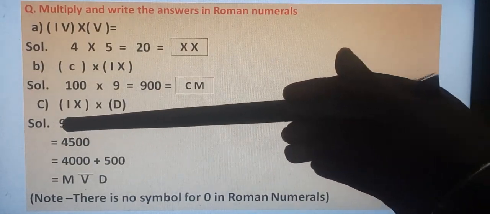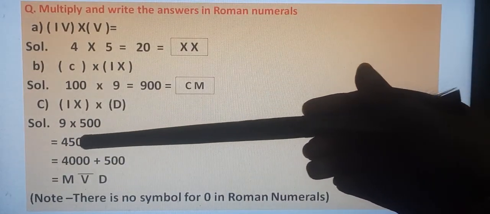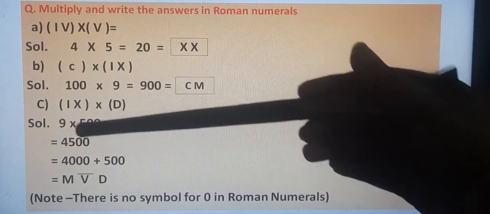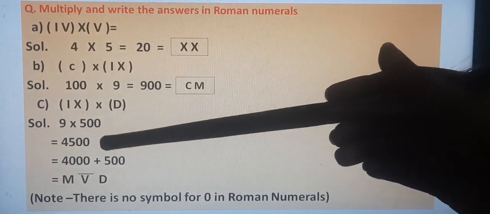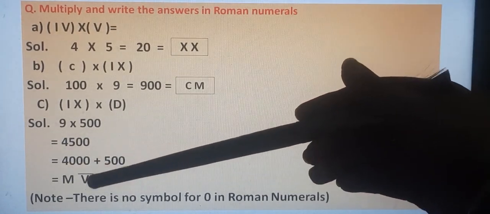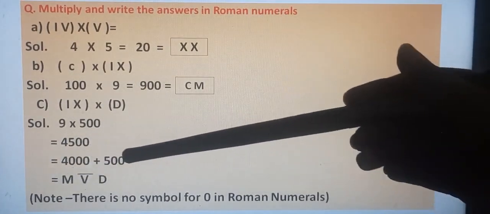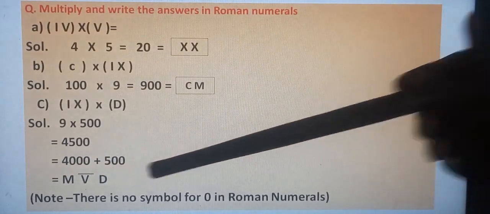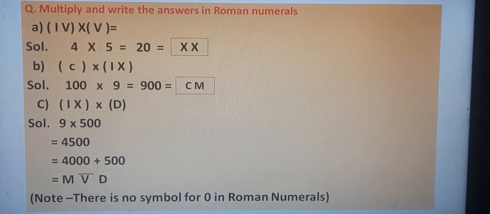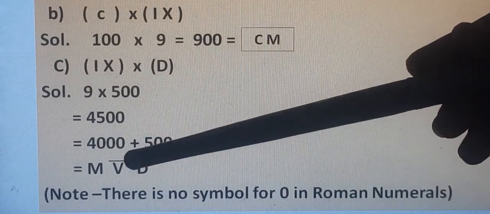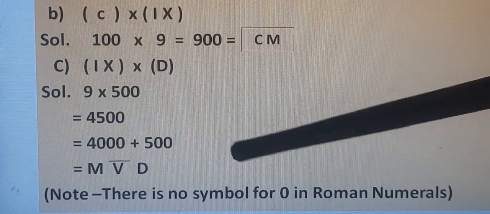Next is IX multiplied by D. IX is 9. 9 multiplied by 500, 9 5s are 45. Then put 2 zeros to the right side, 4500. Beta, you don't have a direct symbol for this. You will take 5000 minus 1000. 5000 is V bar. V bar minus 1000, that is M. Then plus D, that is 500. So the answer is MV bar D. Is it clear how to put the bar? It goes over V, not on M and D. Right?